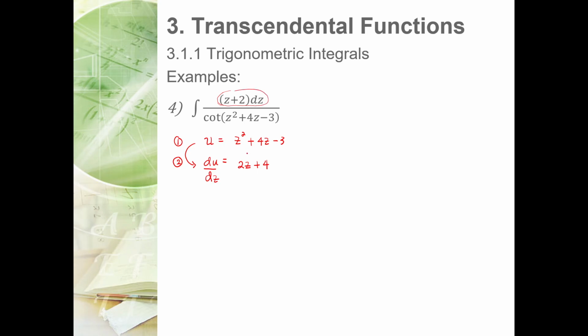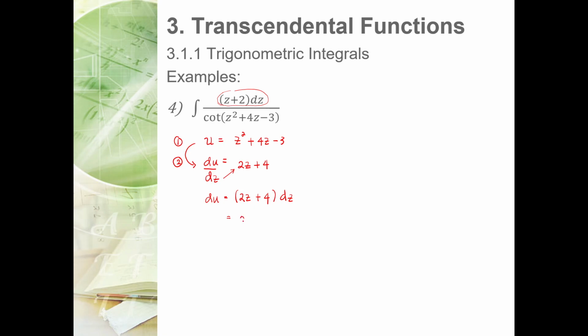This one here. So if we try to multiply dz on the right side, du becomes 2z plus 4 and then dz. So it looks almost similar in form, right? We only have to tweak it a little bit more for it to be able to look like the numerator in the given expression. So we factor it by 2.